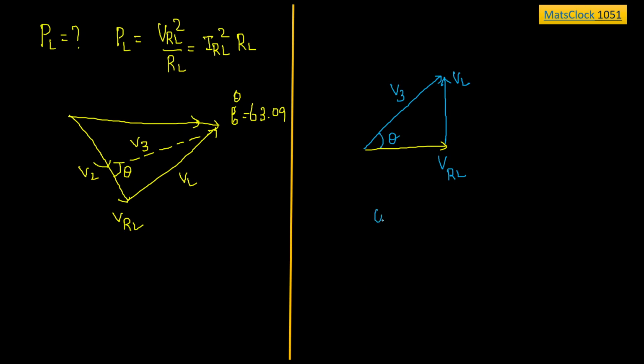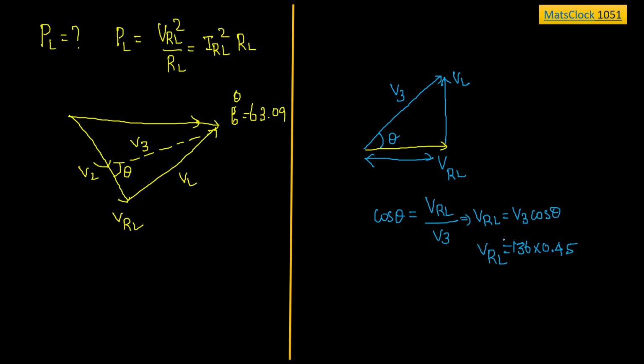Now if you take cos theta, how will you write the value of cos theta? Cos theta can be written as adjacent by hypotenuse. Adjacent is VRL. This is adjacent. Hypotenuse is V3. From this I can write the expression for VRL. So VRL can be written as V3 into cos theta. The value of cos theta is approximately what we already found, that is 0.4545. The value of V3 is already given. V3, I think 122, no? Sorry, 136. 136 into 0.45. If you substitute, that will give you the value of VRL.